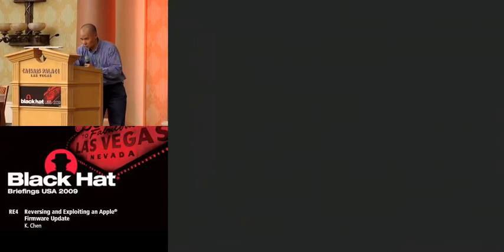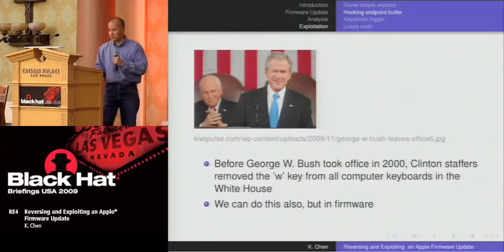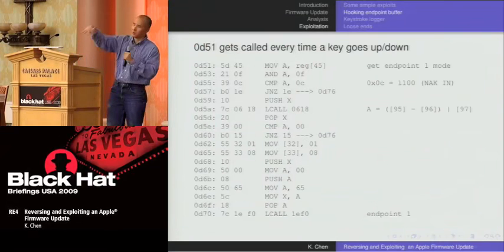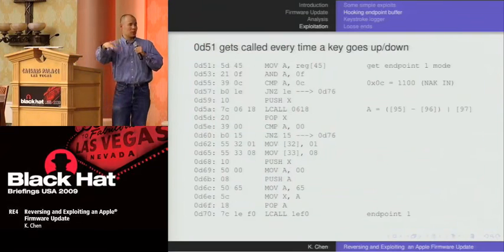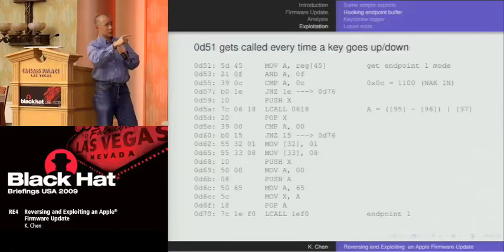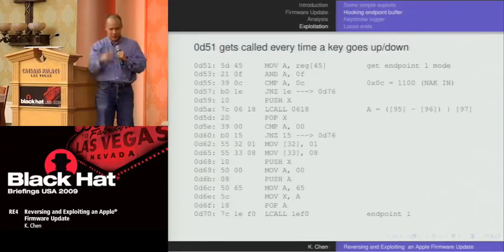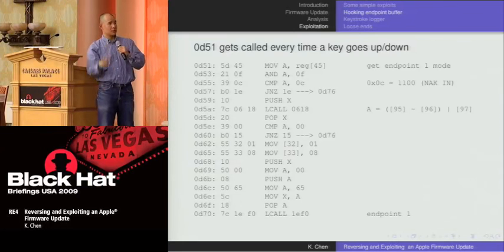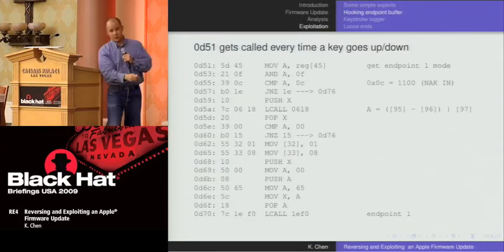Remember, I just told you about this routine that copies things to the endpoint buffer. So what we want to do is look at routines that call this routine. We want to look at the routines that call 1EF0. This routine, starting at 0D51, is called every single time a key is pressed down and lifted up. And so what we can do is modify it.